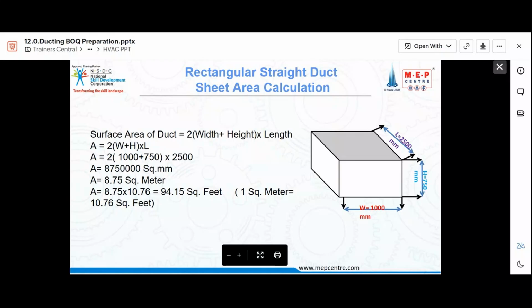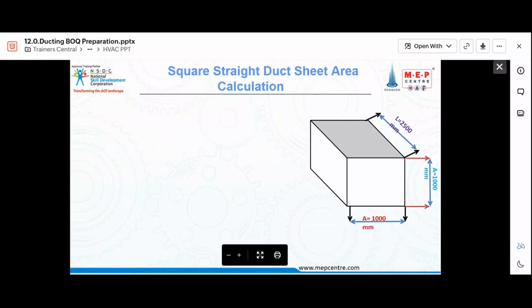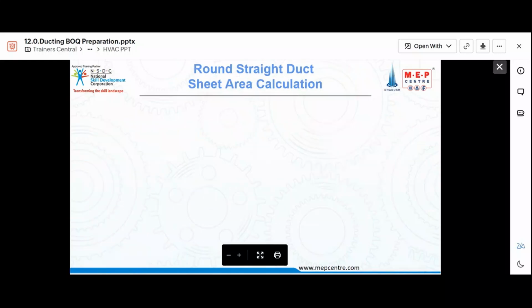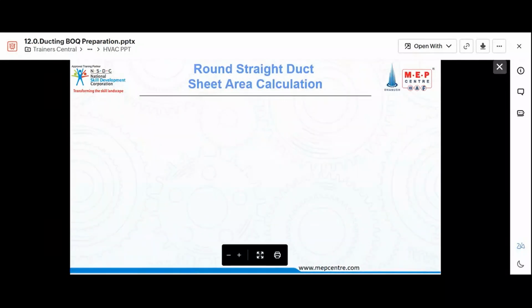So like this we calculate for square also. For square, same formula: 4 into side into L, or 2 into (width plus height) into L also you can take. Square or rectangular, most of the times the formulas are the same. If it is round, the diameter comes in.